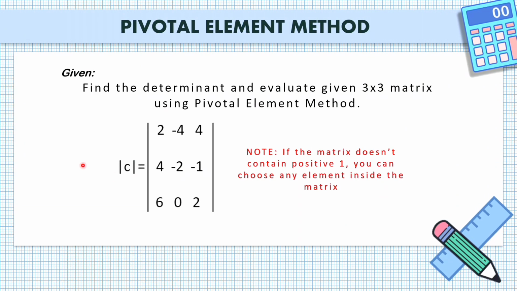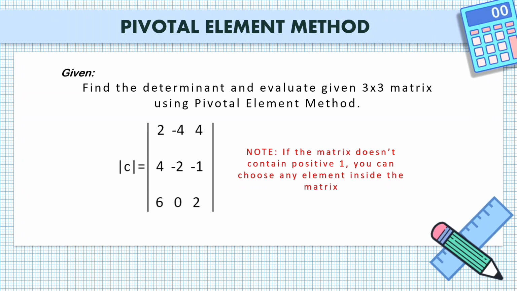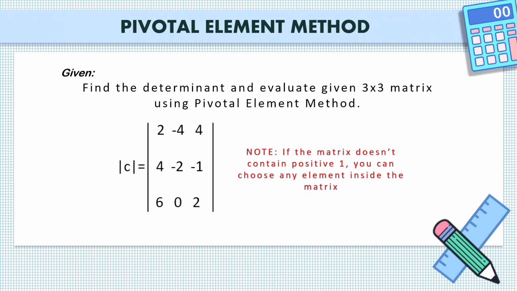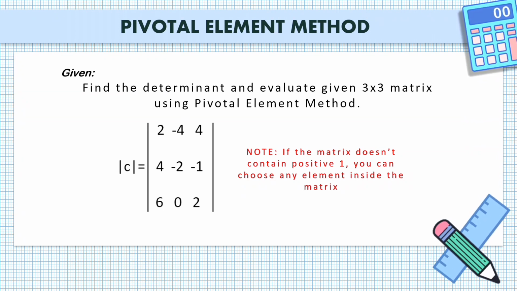Example number 2. Find the determinant and evaluate the given 3 by 3 matrix using the pivotal element method. Take note, guys, if the matrix doesn't contain any positive 1, you can choose any element inside the matrix. So, dito sa ating given ngayon, wala tayong positive 1 na makikita sa loob ng matrix. That's why we have something.